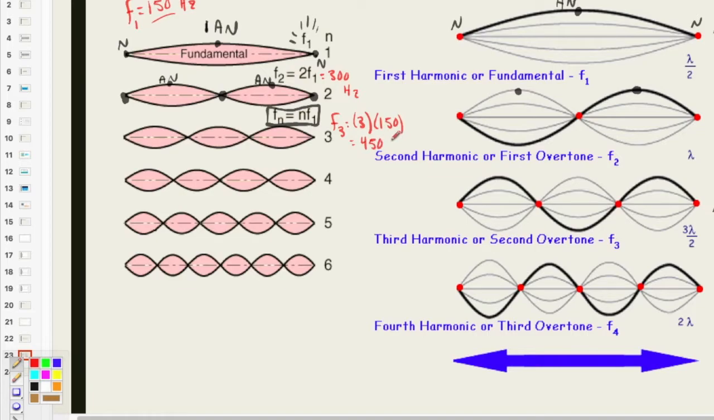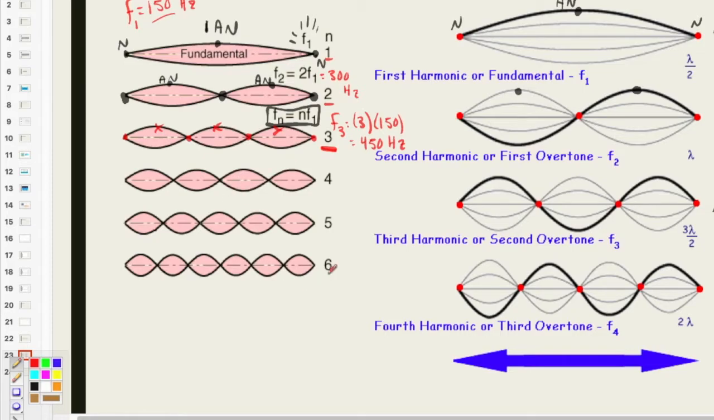So the third harmonic will occur at 450 hertz. And how is the third harmonic pattern defined? It has 1, 2, 3 antinodes. How many nodes does it have? 1, 2, 3, 4. The number of antinodes will always correspond to the number of the harmonic, and the number of nodes will always be 1 greater. So this has 3 antinodes, it's the third harmonic, but it has 4 nodes.